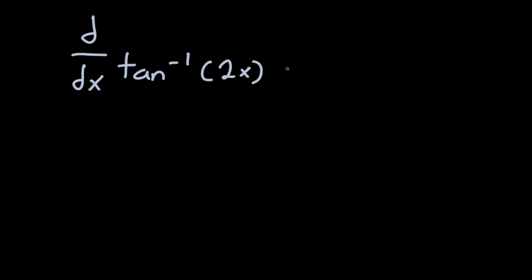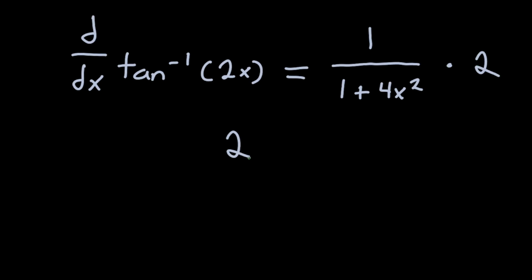So, let's say the derivative of tan inverse of 2x. So this equals 1 over 1 plus the function of x squared, so 4x squared. And since there's a 2 inside of the function, we need to use chain rule and multiply by 2, giving us an answer of 2 over 1 plus 4x squared.